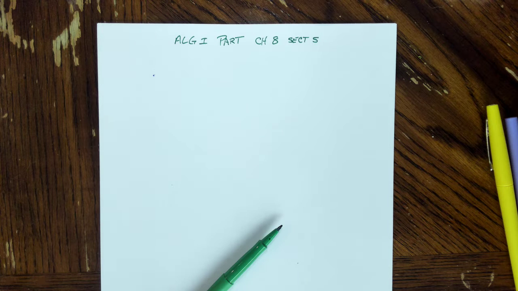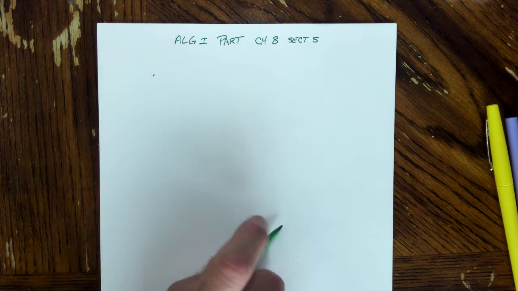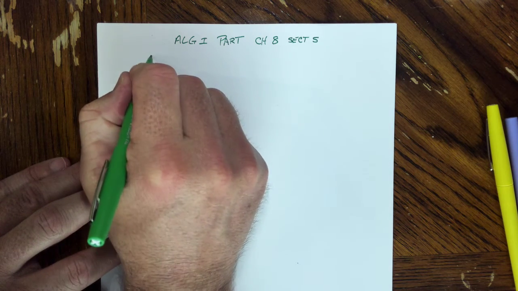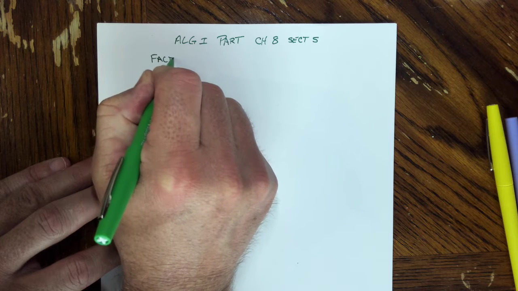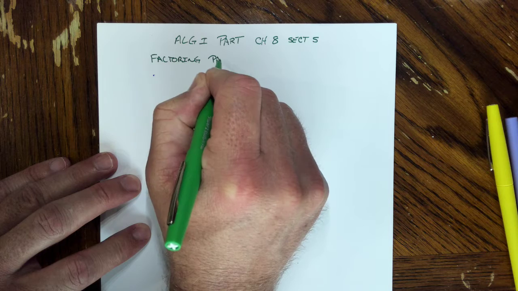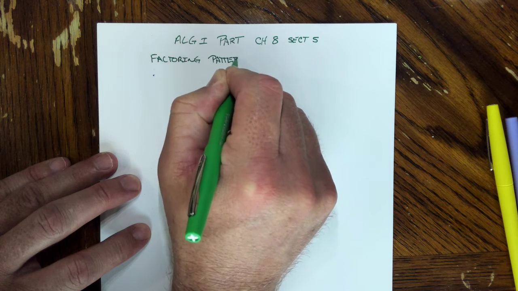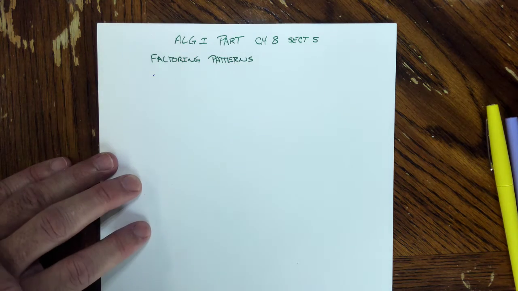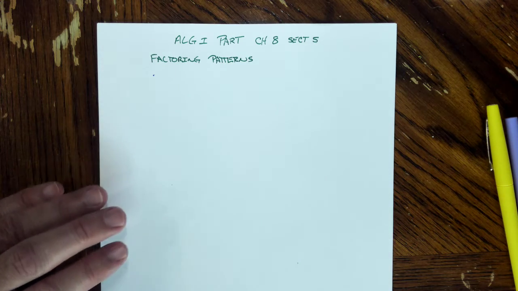We've learned how to multiply different types of polynomials and picked up some shortcuts in the process. Now we are talking about how to work backwards. So opposite or inverse would be division, but it's called factoring patterns. Very useful in geometry, very useful in Algebra 2 as we move forward.